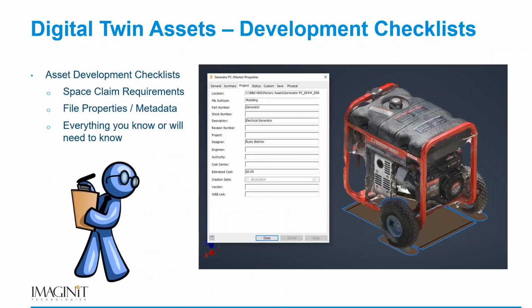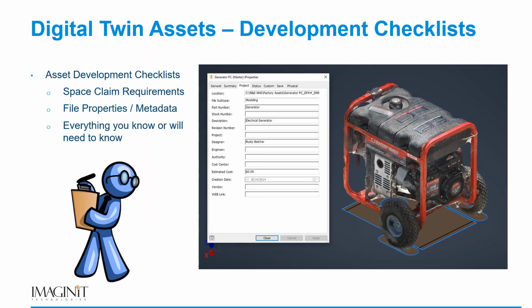Now, as you go through creating all these assets, like I mentioned, all the things about space claim requirements, all the things about the data that goes into them, you should have a checklist of some kind. You should have something that says, if I'm going to use this for a digital twin, my owner's manual says to continue putting in file properties, metadata, the space claim required for certain types of assets, basically everything you know or will need to know about this in your project or for long-term utilization, right?